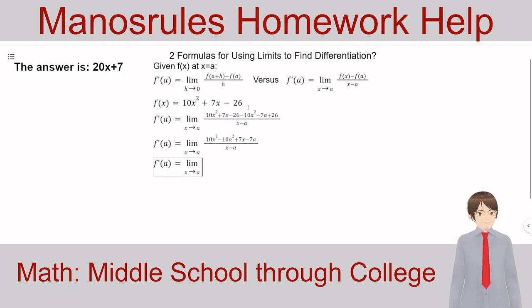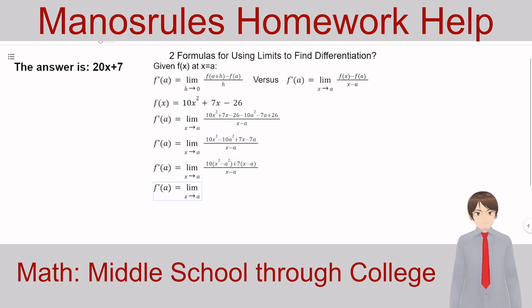Now for the first two terms, I'm going to factor out the 10, and for the second two terms, I'm going to factor out the 7. And you're left with 10 parentheses x squared minus a squared plus 7 parentheses x minus a, and once again, this is all over x minus a. So now I'm going to use the rules of factoring to factor x squared minus a squared. Everything else is going to stay the same.